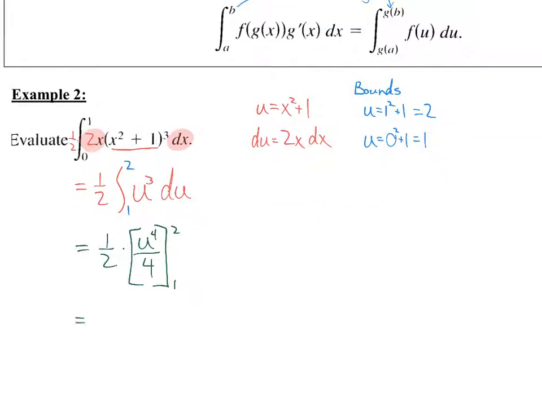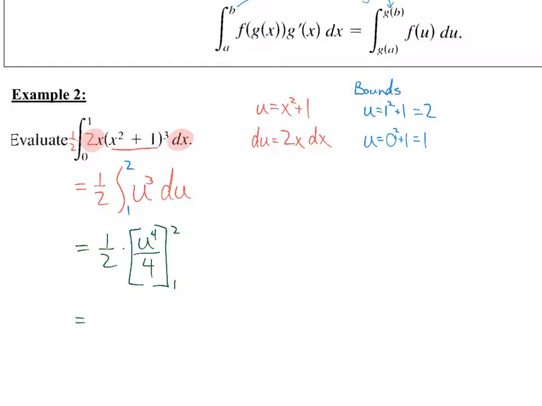Some people like this a whole lot better. Some people don't like to convert the bounds, so they just stick the u back in and have (x squared plus 1) to the 4th over 4, and you can use your original 0 and 1. Basically, to convert the bounds, you just have to plug the original bounds into u.